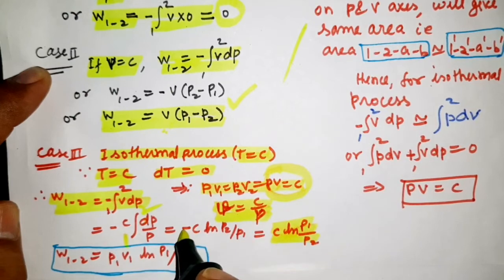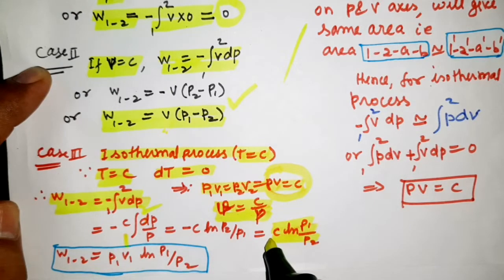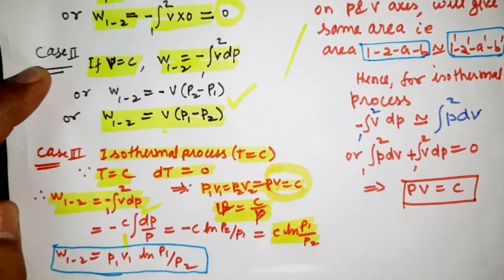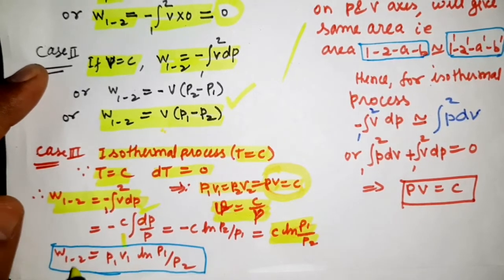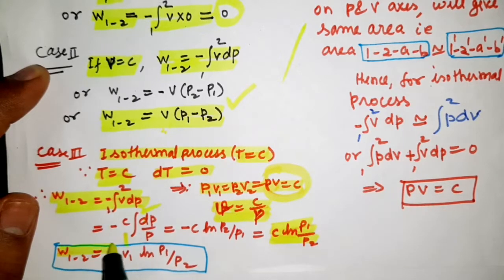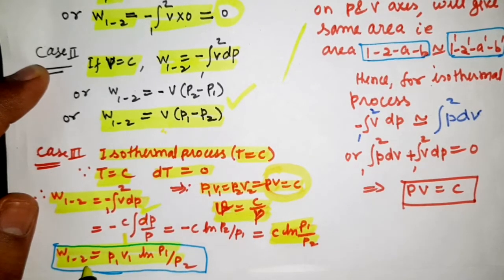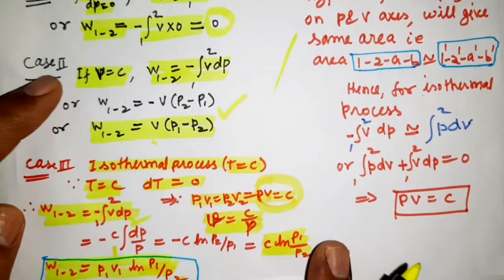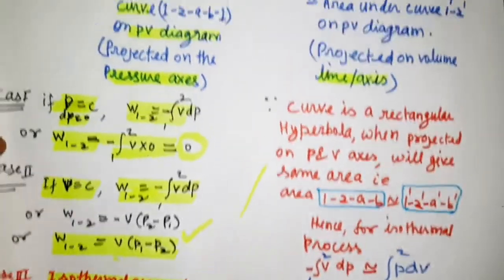This negative sign is converted into positive because we have changed P2 upon P1 to P1 upon P2. So finally we can say work done during the isothermal process W1 to 2 is equal to P1 V1 ln P1 upon P2. One more condition you can see here.